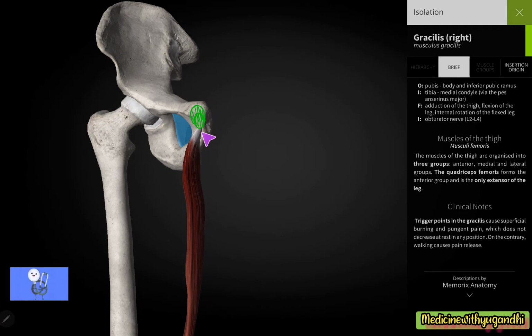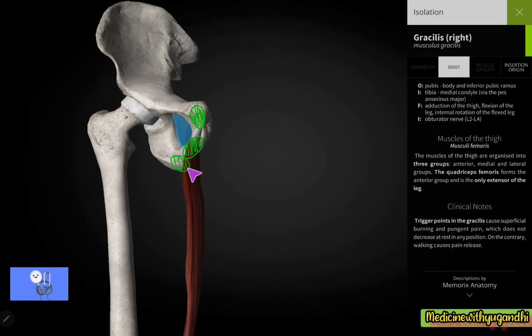So this gracilis muscle takes its origin from the lower part and that too on the medial portion of the body of the pubis. It also takes its origin from the inferior ramus of the pubis. This is the inferior ramus and this is the superior ramus. It also takes its origin from the inferior ramus of the pubis and also from the adjoining part of the ramus of the ischium. Here you can see this is the adjoining part of the ramus of the ischium.